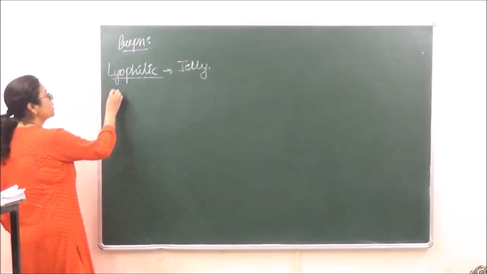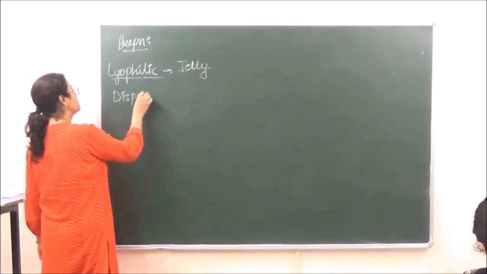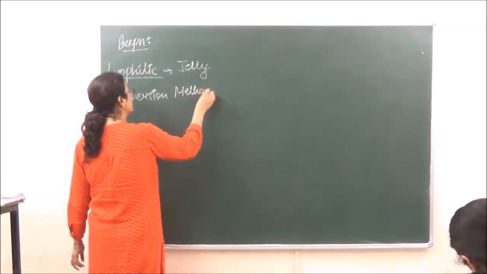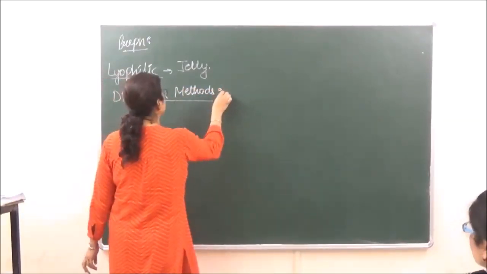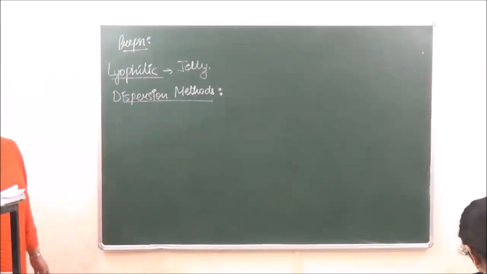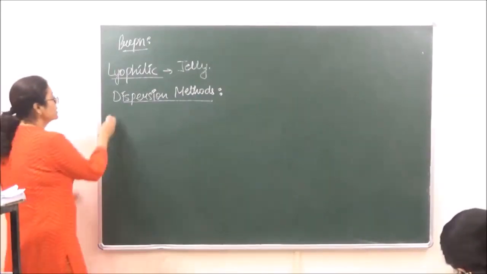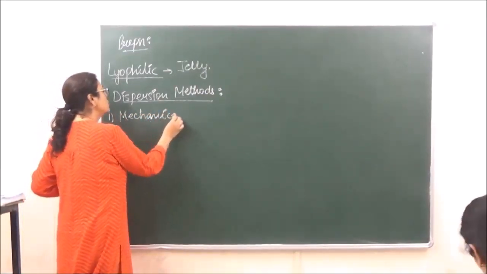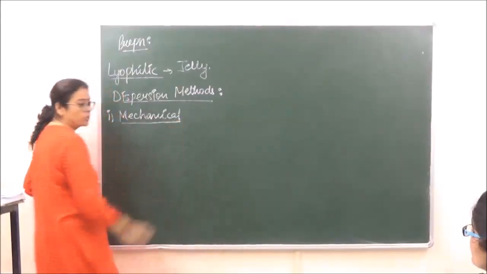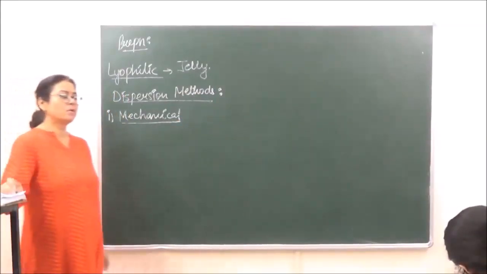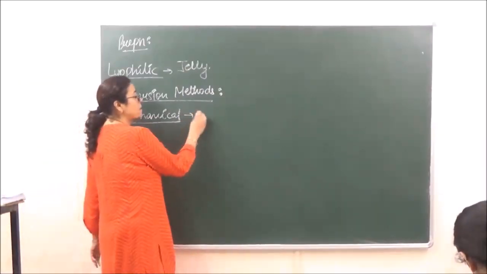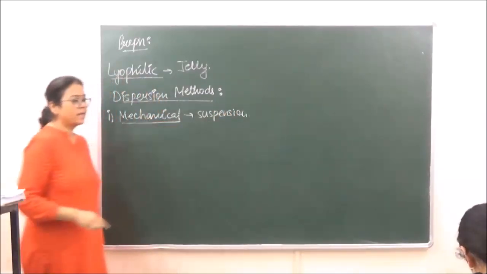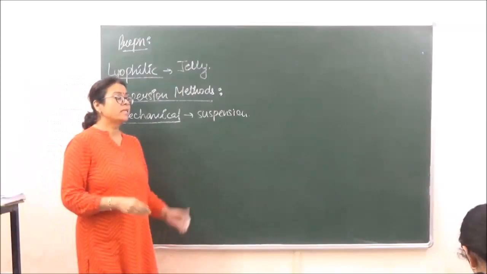The first method which we are going to do is known as dispersion methods. Okay? Now what are dispersion methods? In this case, the first kind of method which we usually use is mechanical dispersion. What do we understand by mechanical dispersion? In this, a suspension is taken.